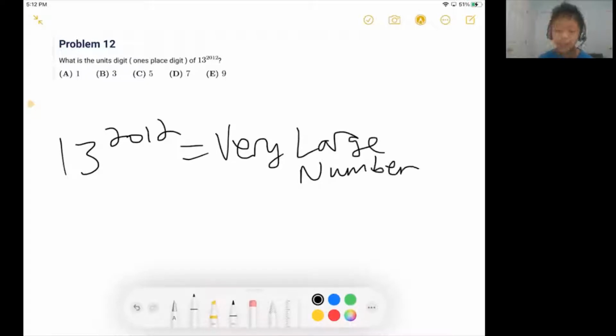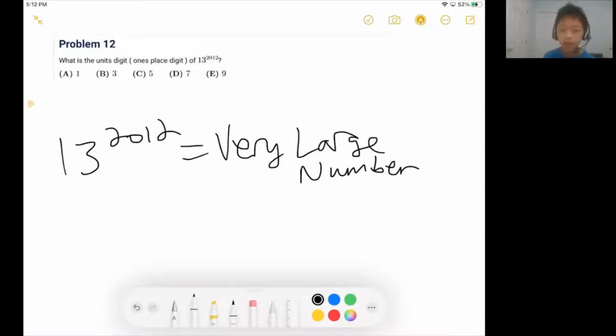But luckily they're not asking us to calculate the whole number. 13 to the 2012 will have a bunch of digits, probably over 2,000 digits. It's going to be a really large number. But luckily the question doesn't ask us for the entire number. They just ask us for one digit. They ask us for the units digit.